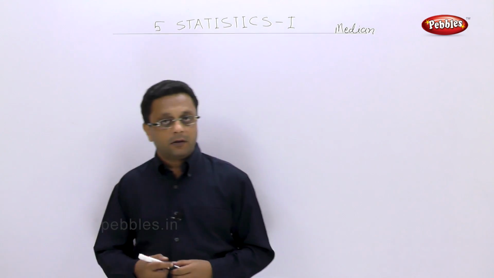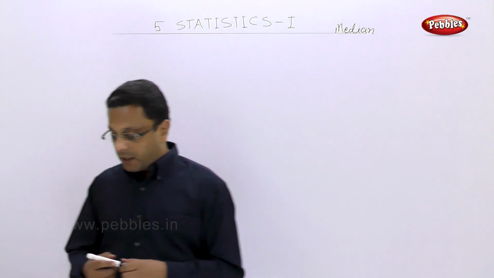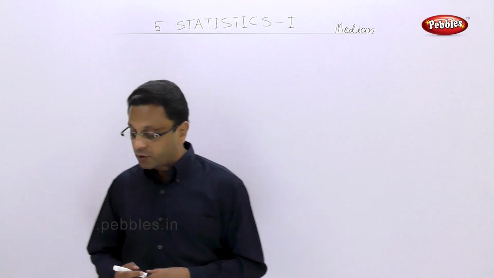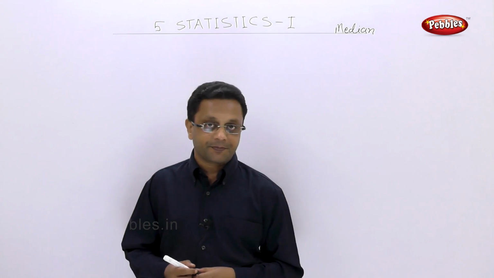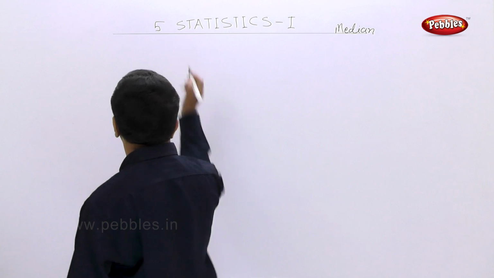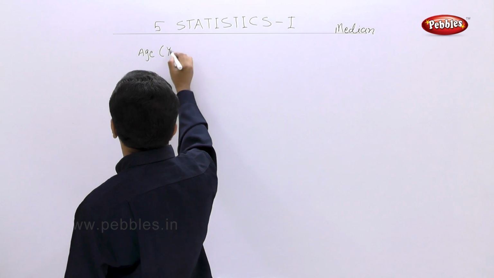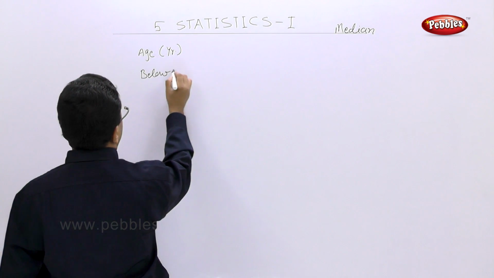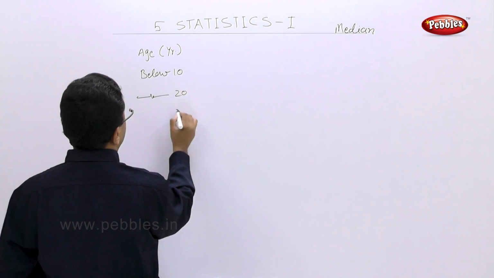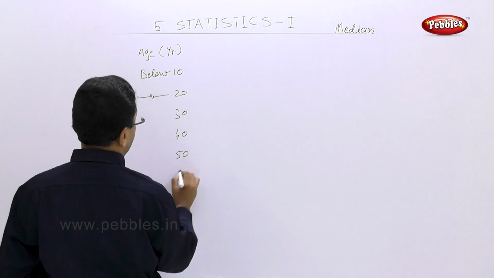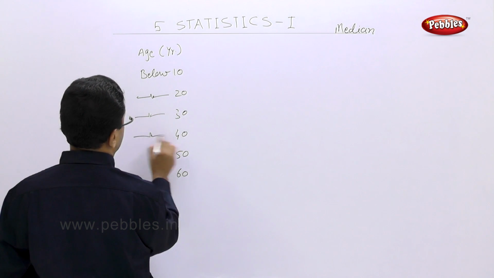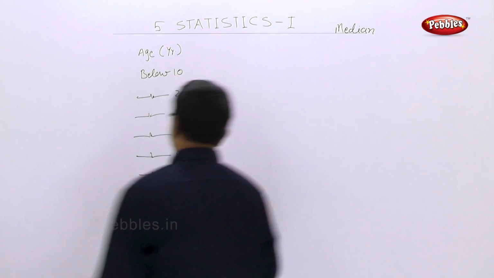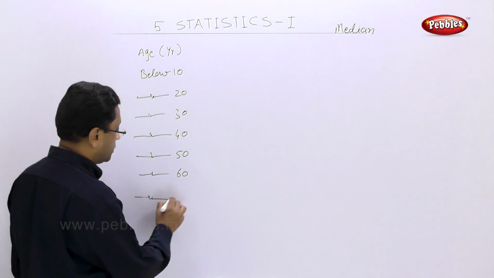The further calculations are very simple, but the data is given in a different way. The following table shows the age distribution of persons in a particular region. Age, of course in years: below 10, below 20, 30, 40, 50, 60, and the last one is below 70.